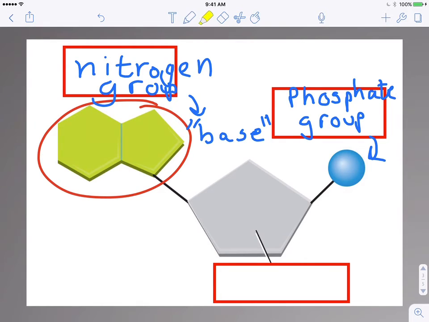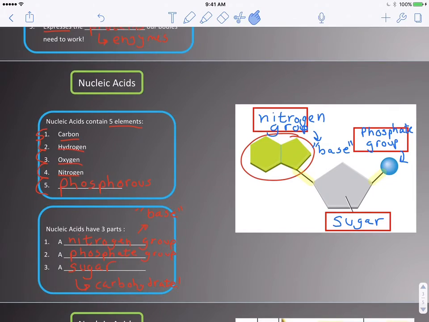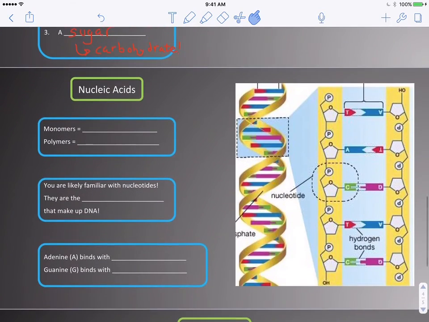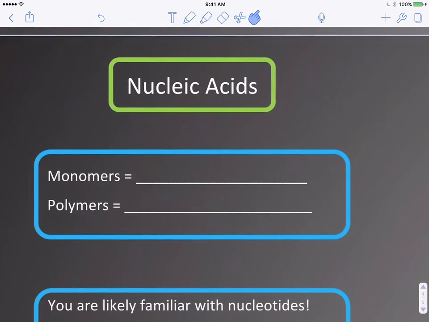And what you'll notice, right, if you look at these bonds right here and right here, is that both of these groups are both attached to our sugar. Okay, so the sugar is what is holding this entire nucleic acid together. All right? So, again, remember these nucleic acids, right, as we've talked about, they're macromolecules. So naturally, they have monomers and polymers.